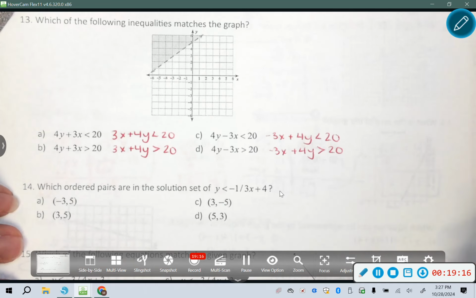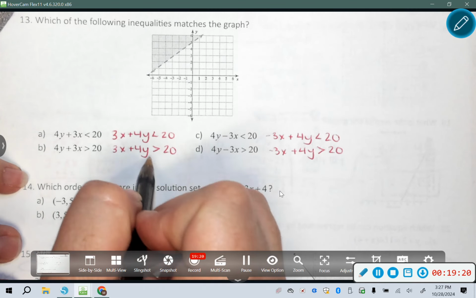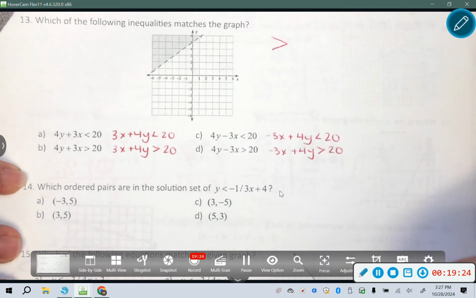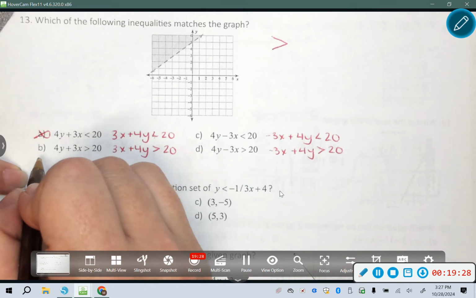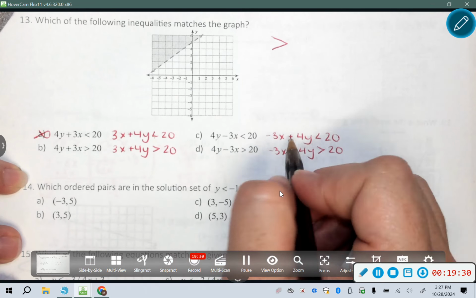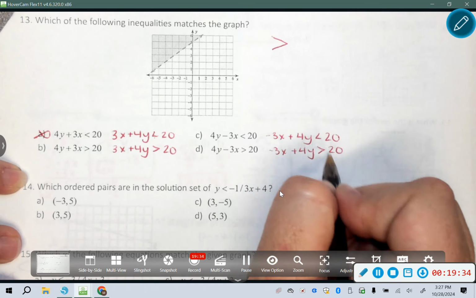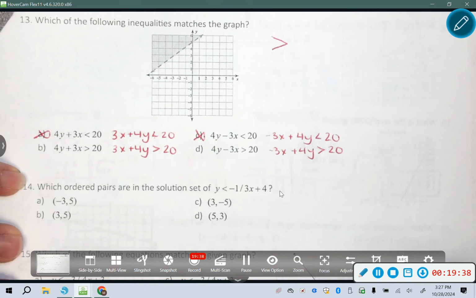And just what I just talked to you about. If I don't have a negative y, I'm not going to flip my symbol. Well, this is above, so it's got to be greater and not equal to. Well, this is less, so I know it's not A. So it could be B. Here, again, I'm going to move the 3x, and I'm going to divide by positive 4. So again, not going to flip my symbol, so it's got to be greater. So I am looking at B and D.